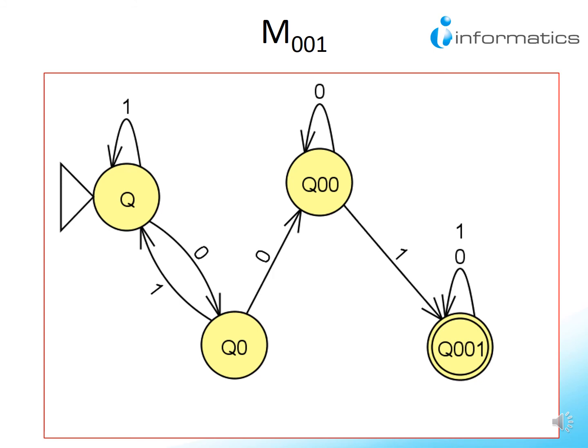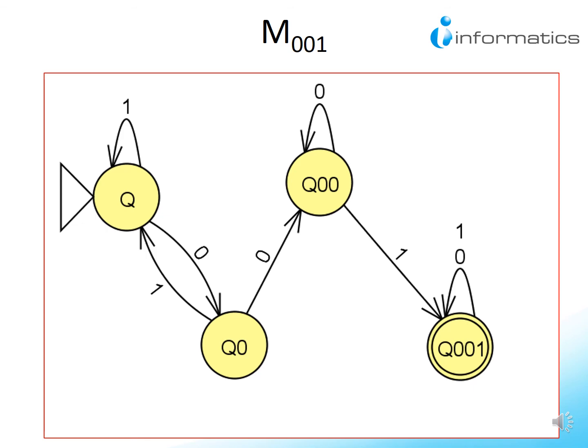This is the finite state automaton that recognizes the substring 001. At the very beginning, the machine didn't see any part of 001, so it stays in Q. Once it sees a 0, it goes to Q0. Once it sees another 0, it goes to Q00. Once it sees a 1, it goes to Q001. After that, this is the final state. No matter what 0 and 1 it reads, the machine has already seen 001.